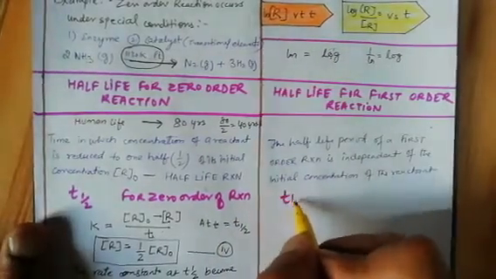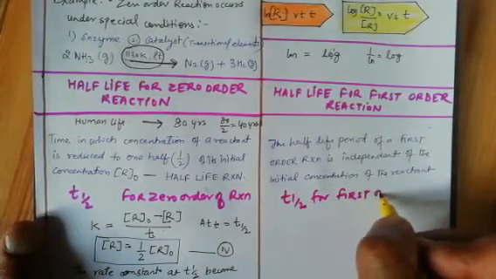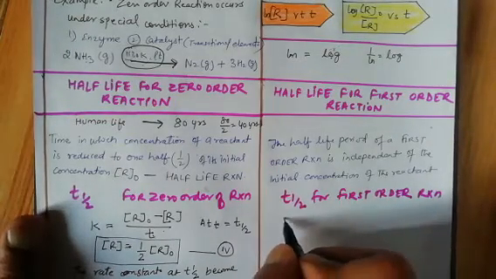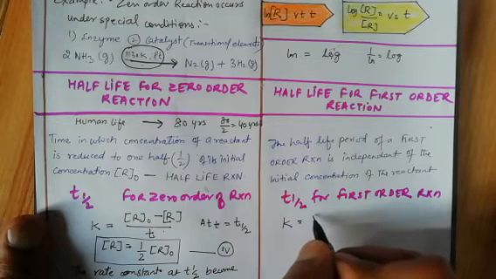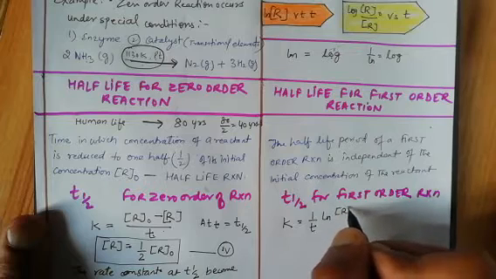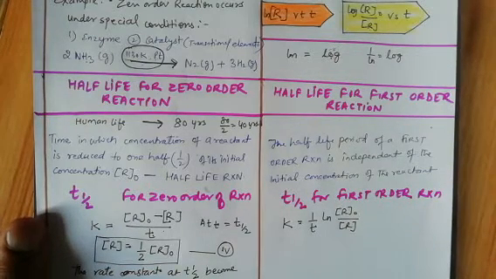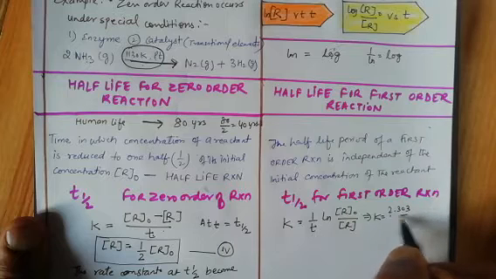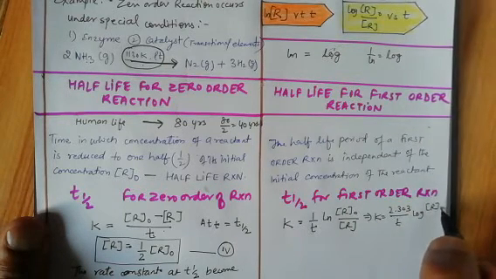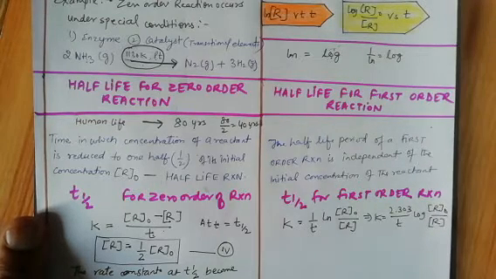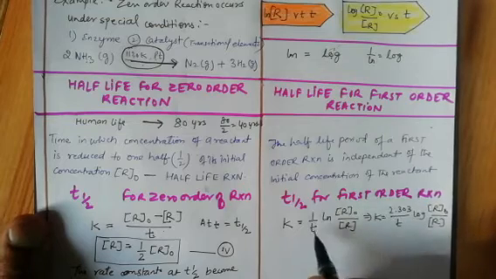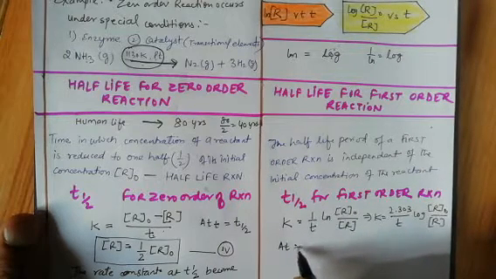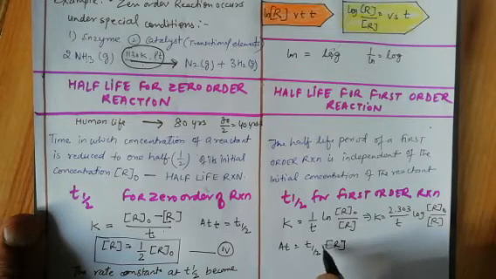So t half for first order reaction: as we have done, the value of k for first order is 1 upon t log R naught upon R, and then k becomes 2.303 upon t log R naught upon R. Okay, because 1 upon t, log 1 is always 2.303, so this is becoming this value. Now at t half, what is the value of R?